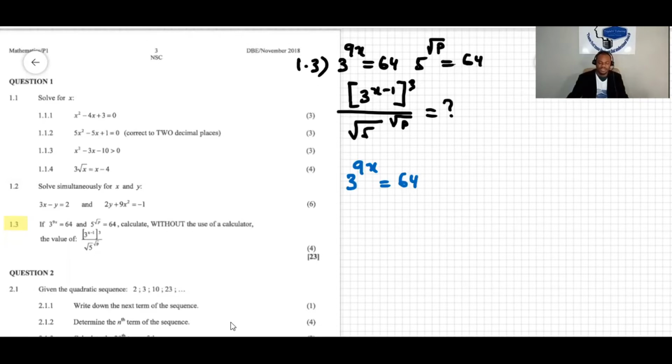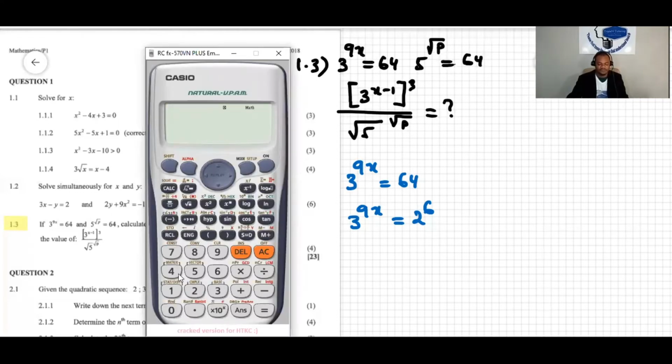Let's write the numbers in terms of their prime factors. On the left the base is already in terms of its prime factor, but on the right, 64 in terms of its prime factor will be 2 to the power of 6. That's correct, because if you're unsure, you can just use the calculator: press 64, equal, then press shift and the fact button. It tells you that 64 is equivalent to 2 to the power of 6.